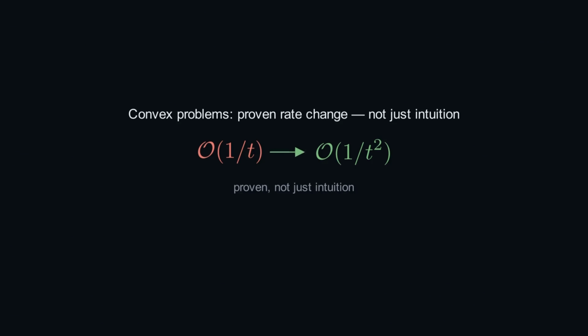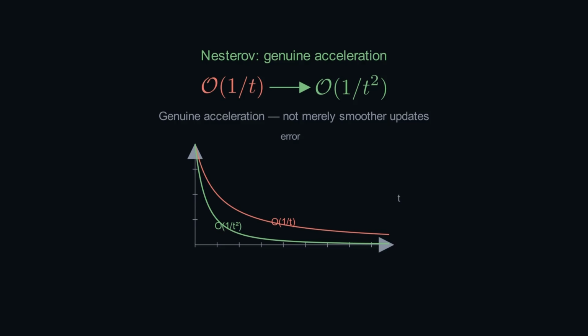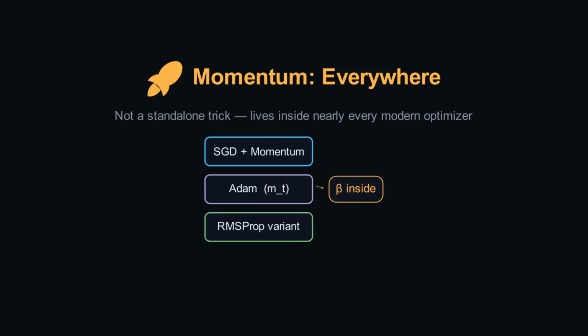On convex problems, the improvement is a proven rate change, not just intuition. Plain gradient descent converges at order 1 over t. Nesterov improves that to order 1 over t squared. Genuine acceleration, not merely smoother updates. Momentum is not a standalone trick. It lives inside nearly every modern method.